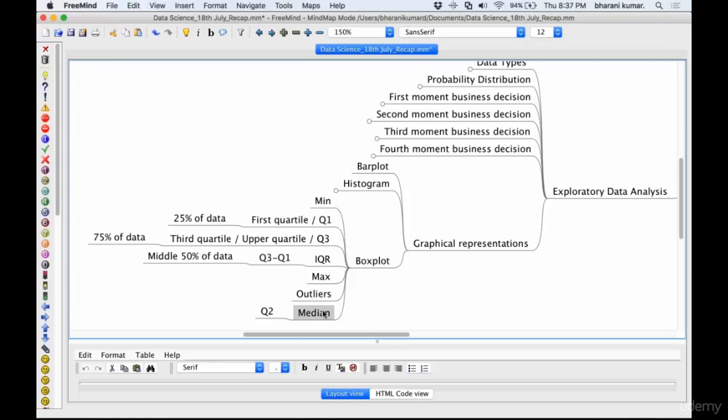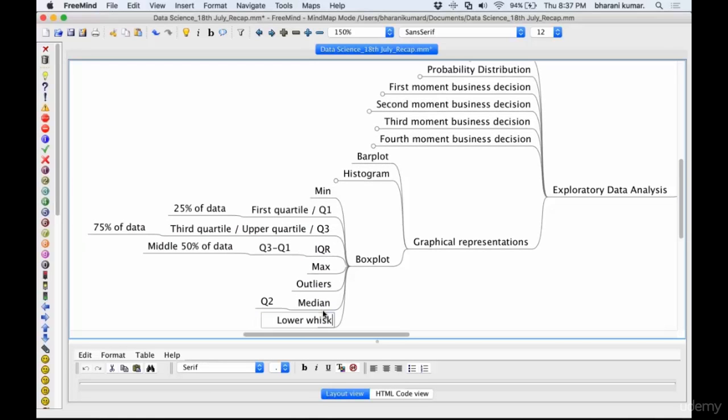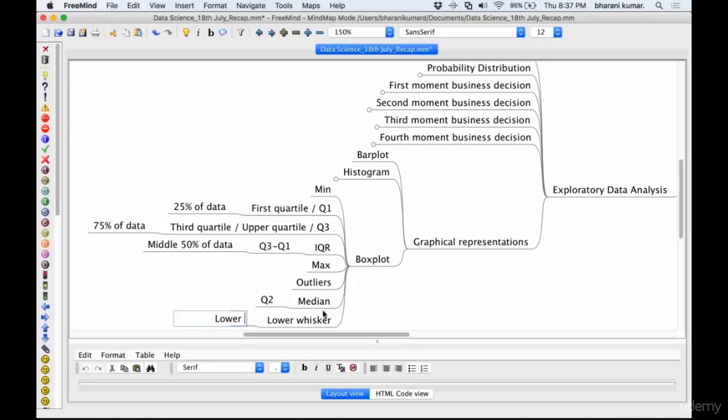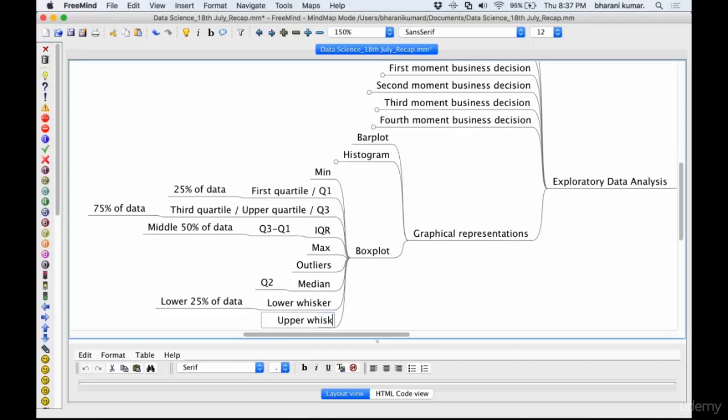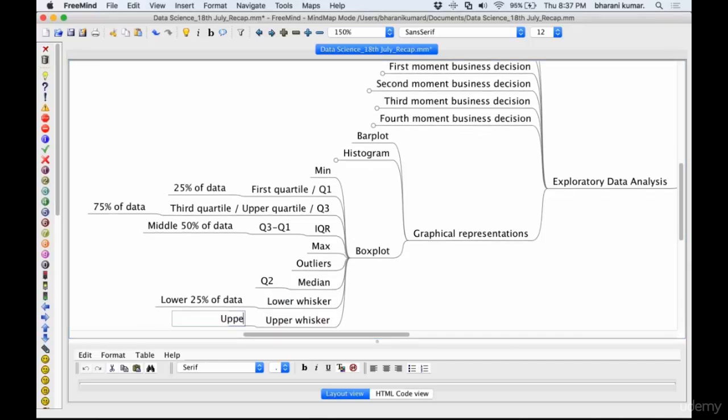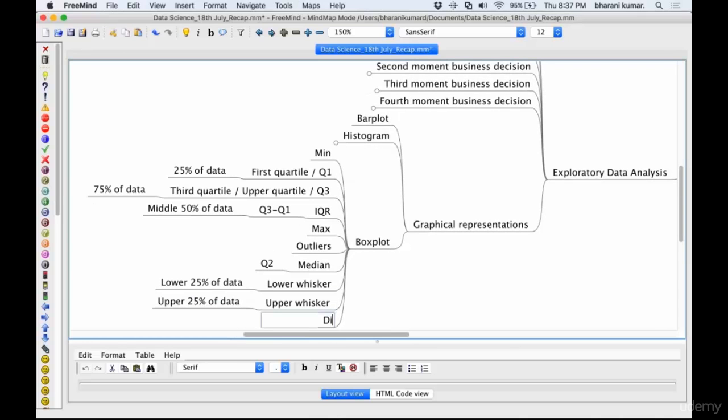And you'll have the lower whisker and the upper whisker. Lower whisker has lower 25% of data, and your upper whisker has upper 25% of data. So 100% of data can be represented using box plot, and box plot will also help you identify the distribution of the data. It is not just histogram, but box plot also will help you identify the distribution of the data on whether the representation is skewed or do you have any kurtosis, so on and so forth.